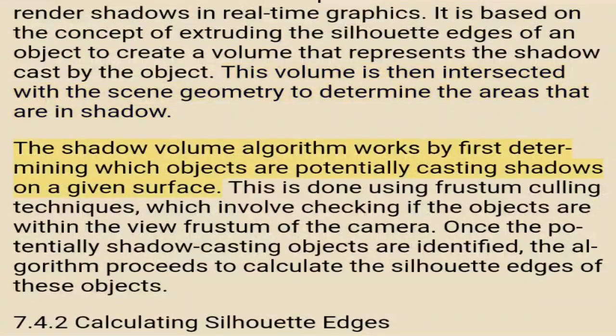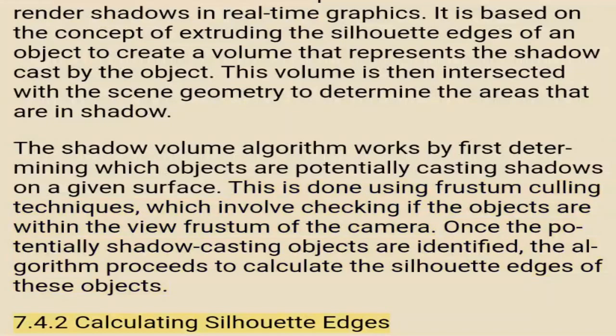The shadow volume algorithm works by first determining which objects are potentially casting shadows on a given surface. This is done using frustum culling techniques, which involve checking if the objects are within the view frustum of the camera. Once the potentially shadow-casting objects are identified, the algorithm proceeds to calculate the silhouette edges of these objects.